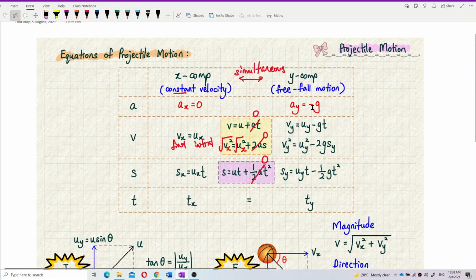And then for the y component, we use the formulas under the condition of ay equal to negative g. So you see, okay, I rub this off.